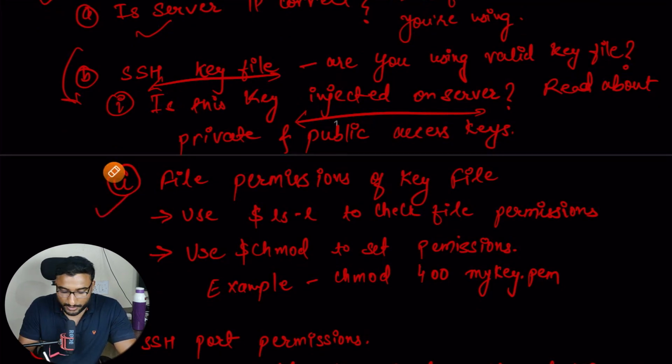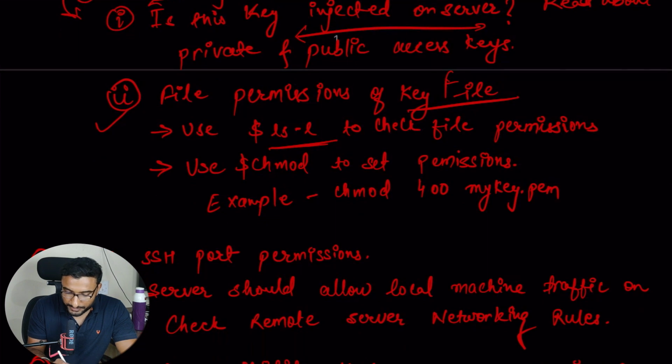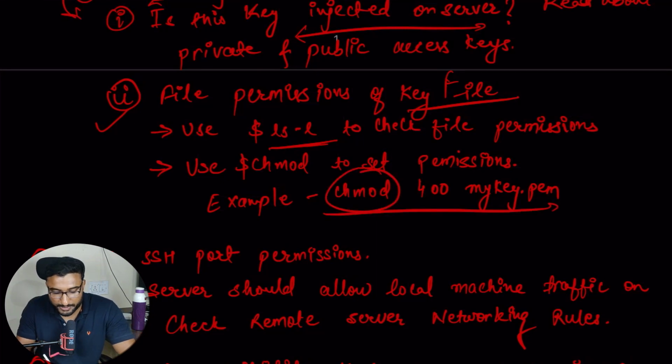The second thing is the file permissions. The file permissions on the SSH key file which you have on your local machine. First check what file permissions you have using ls -l, and if the permissions are not valid, or you don't have the appropriate permissions, then you have to modify them. You can use the chmod command to modify the permissions to 400 or 600.